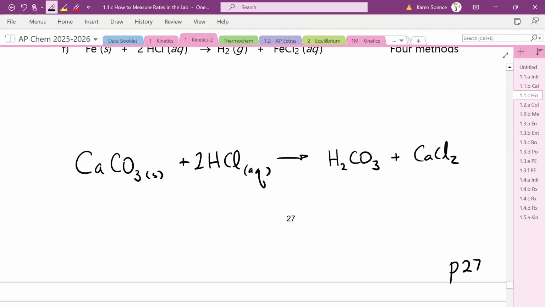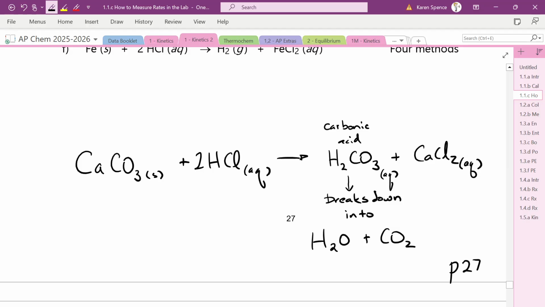And in this question, you might be told, oh, this is aqueous, and this is aqueous. But seeing as you are an AP student, you should know that whenever you form carbonic acid, it will break down into... anyone know what it breaks down into? Water and carbon dioxide.